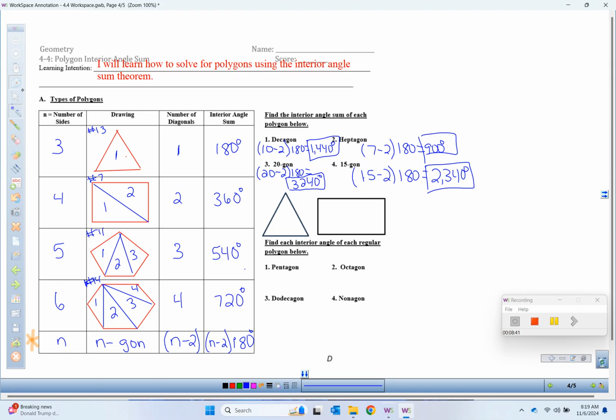Okay, so the triangle, the interior angle sum, is what we need to have first. So we're going to do this one. We can look at our chart to find a triangle. We have it on our chart, which is 180 degrees. And we're going to divide it by how many angles there are. A triangle has 3 angles. Okay, so we know that each interior angle is going to be 60 degrees.